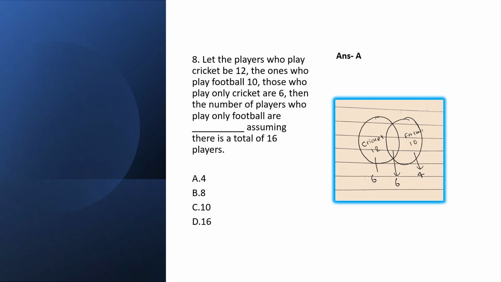So we can use the Venn diagram to solve this question. I have attached one screenshot here. You can see cricket players are 12 and football players are 10, and those who play only cricket are 6. So we can remove the 6 from the 12. So 6 will be the ones who play cricket as well as football, and similarly the 10 is the total number of football players. So when we exclude the 6, only football players will come as 4. So here the answer will be 4. So answer will be A here.